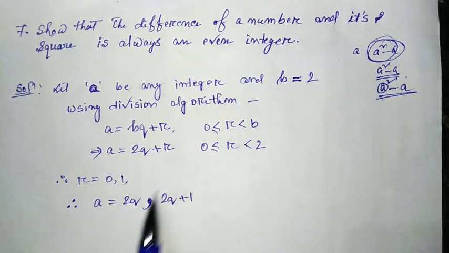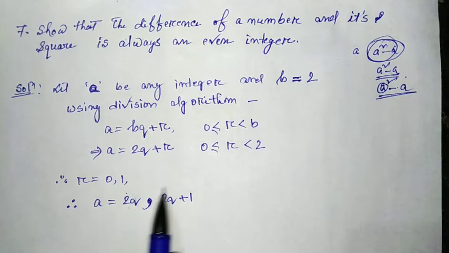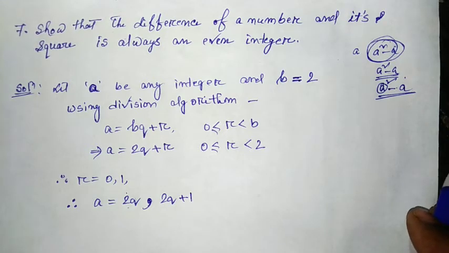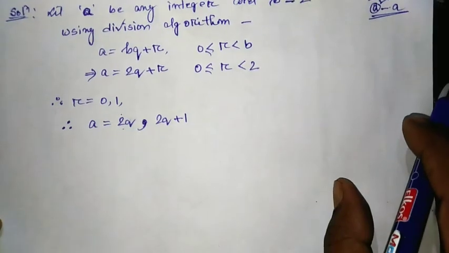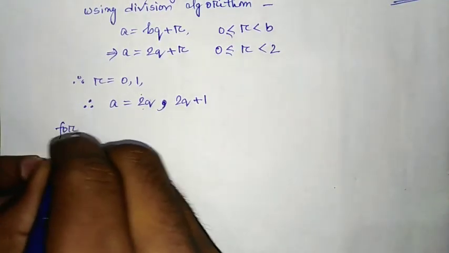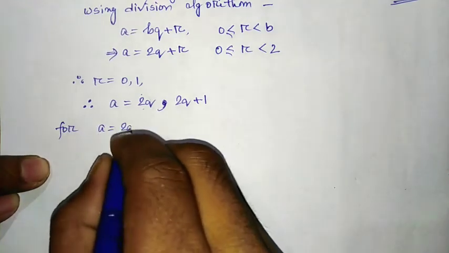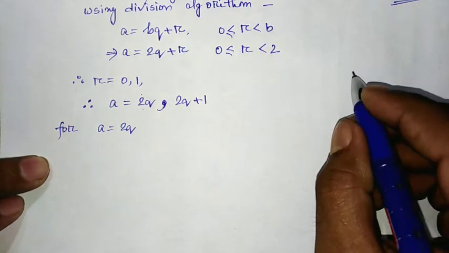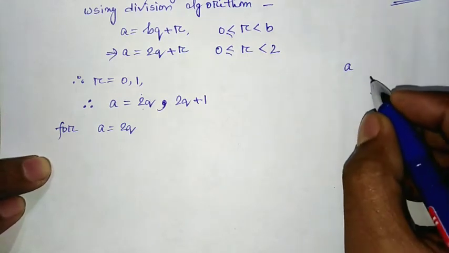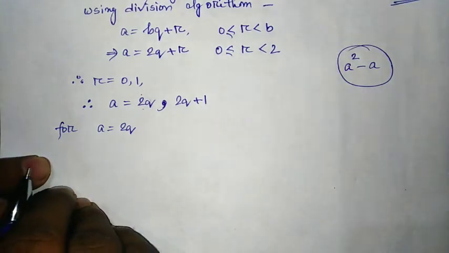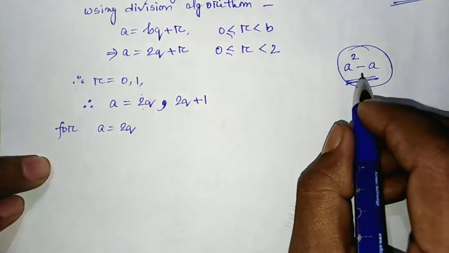So now we have to show that the square of this number and the difference of this number is an even number. First of all, we will see for a is equal to twice q. For a is equal to twice q, what expression do we get? The difference of a number and its square. If a is a number, its square is a square, minus a. The given expression is this one. So we have to show that this expression is an even integer.